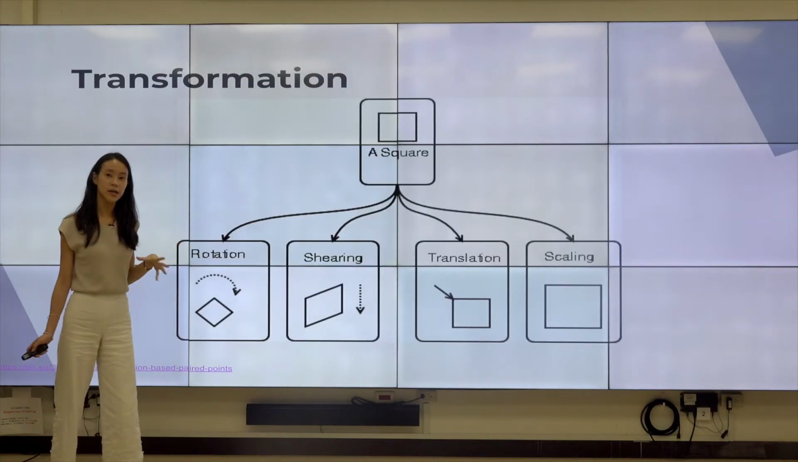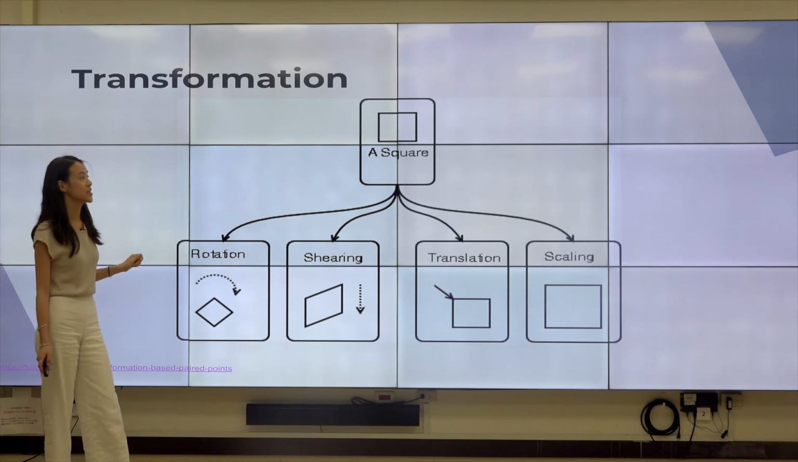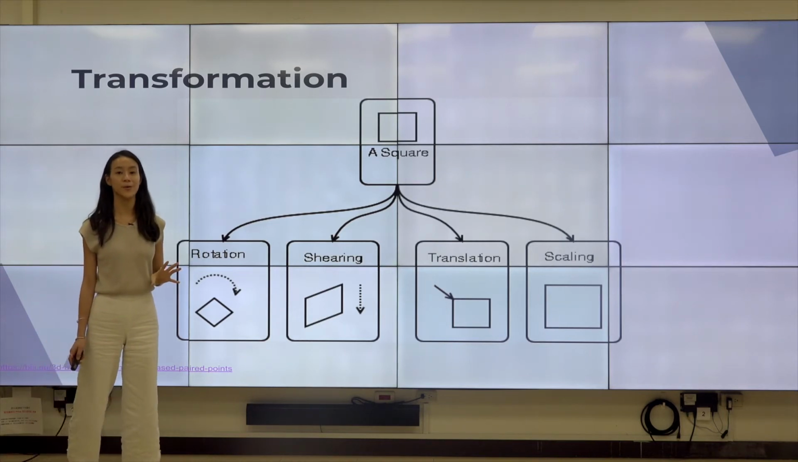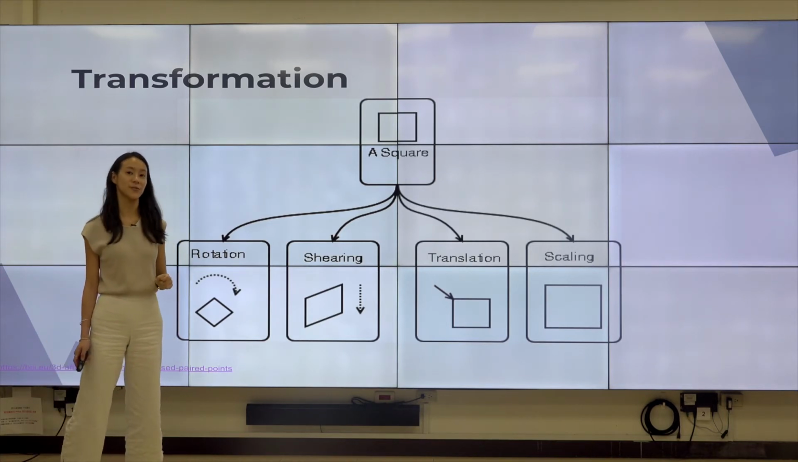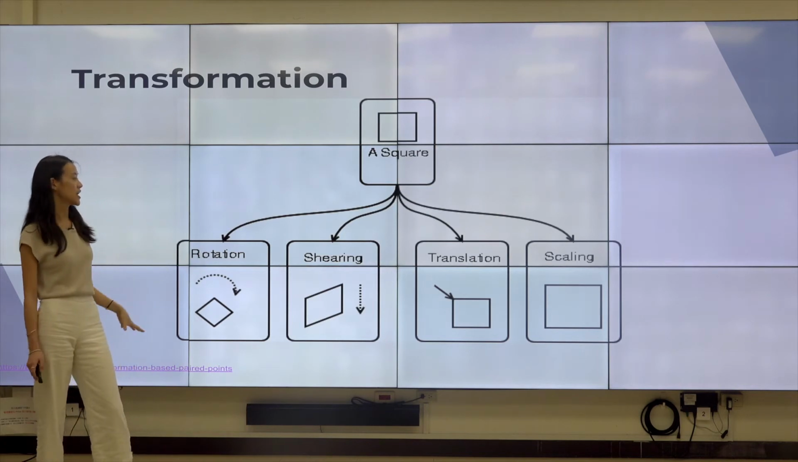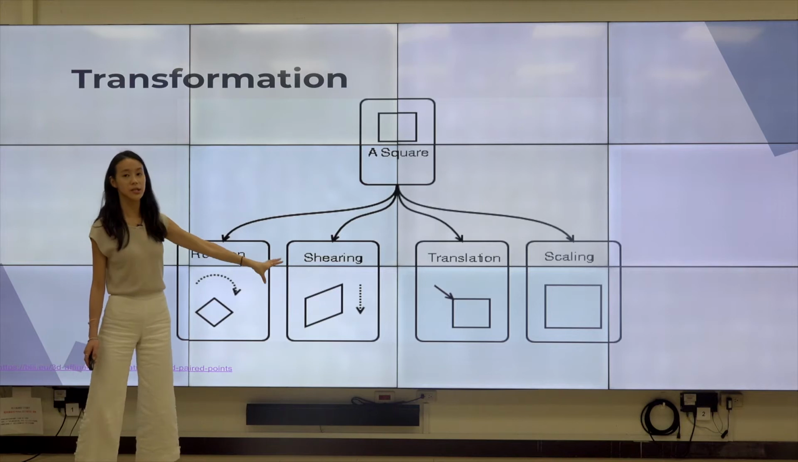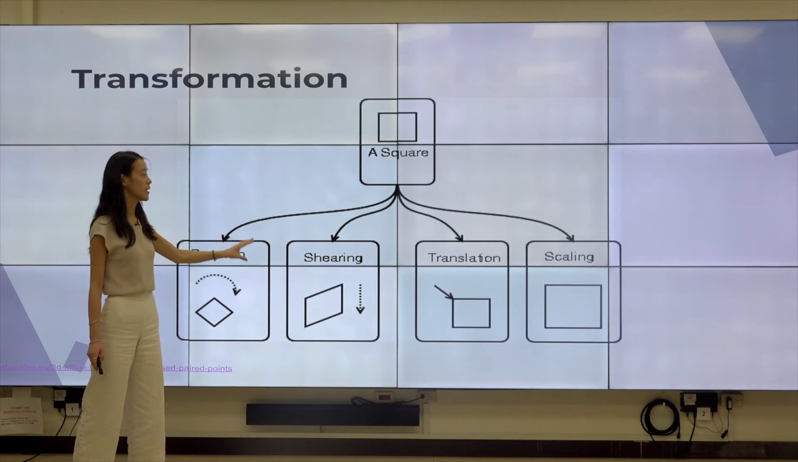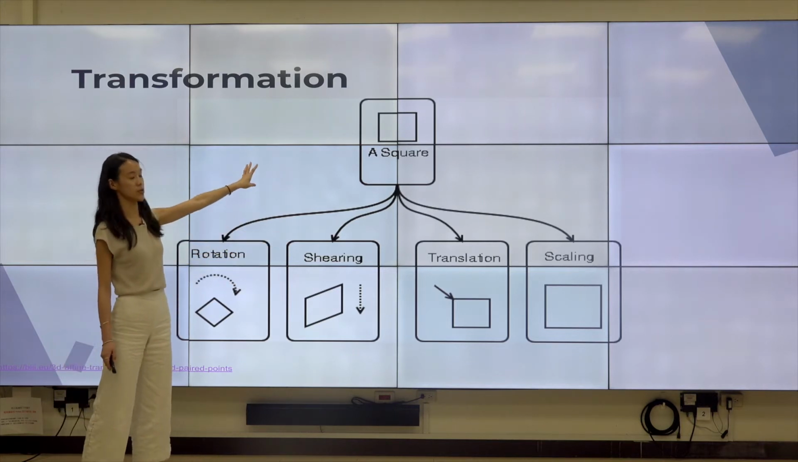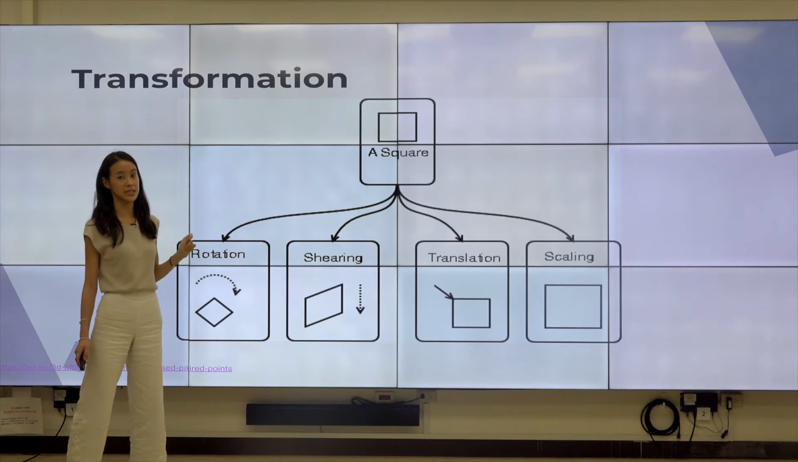Going on briefly to talking about transformation, for the sake of our purposes today, we're only going to be focusing on linear transformations, which include rotation, shearing, translation, and scaling. You can see what each of these transformations mean by comparing it to the original structure, which is the square.